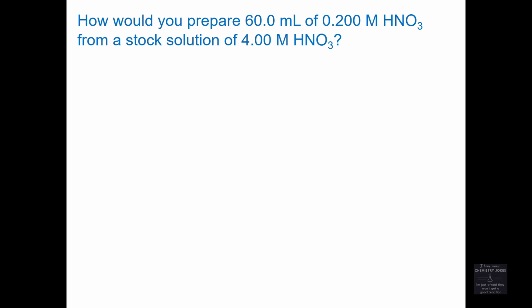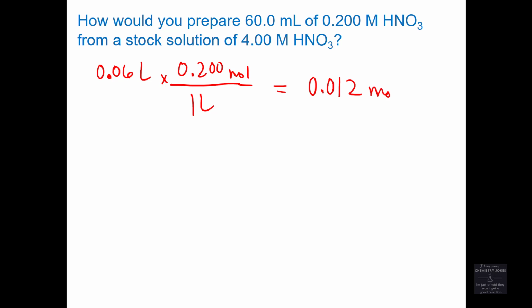How would you prepare 60 milliliters of 0.2 molar HNO3 from a stock solution of this molarity? Well, one thing we could do without even considering the dilution equation is, let me figure out how many moles of HNO3 I'm going to need in my solution that they're requesting I make. So I take my volume that I want to make in liters, 60 milliliters is 0.06 liters, and multiply it by the molarity, 0.2 molar solution is 0.2 moles in 1 liter, and I get 0.012 moles of HNO3 are required in the solution they're requesting that I make.